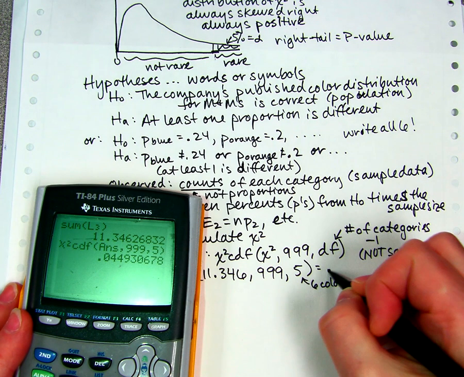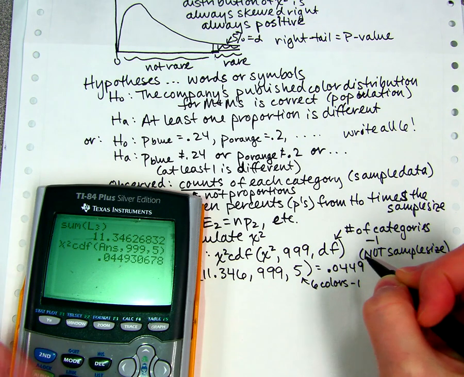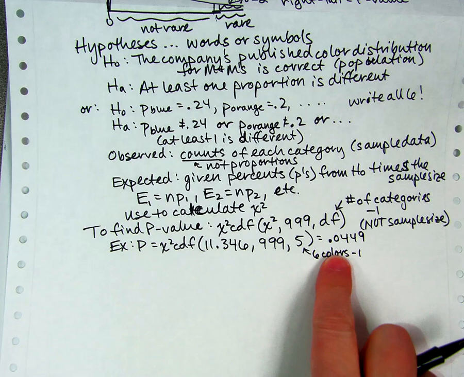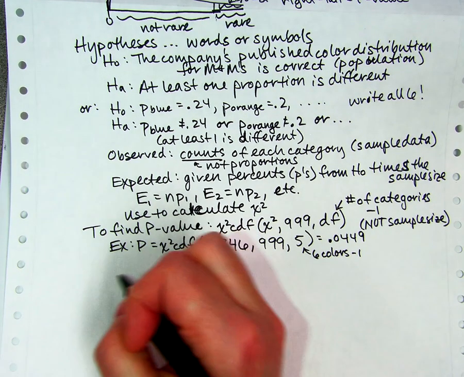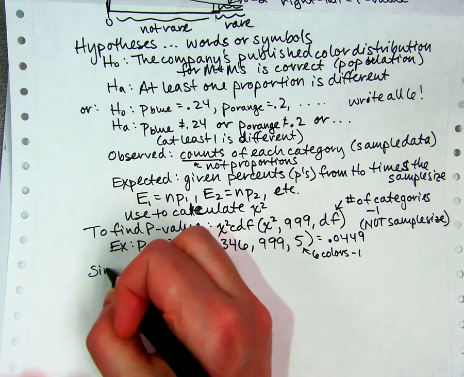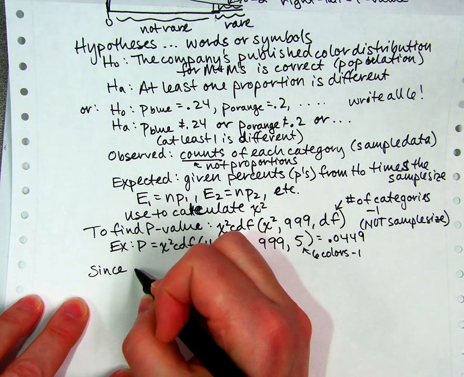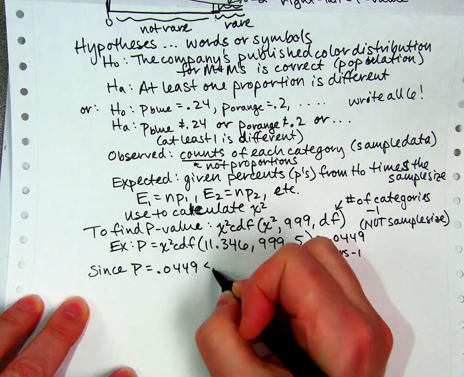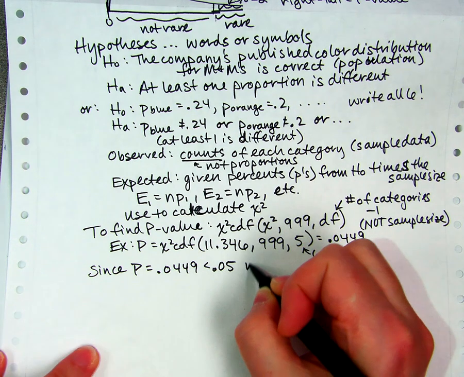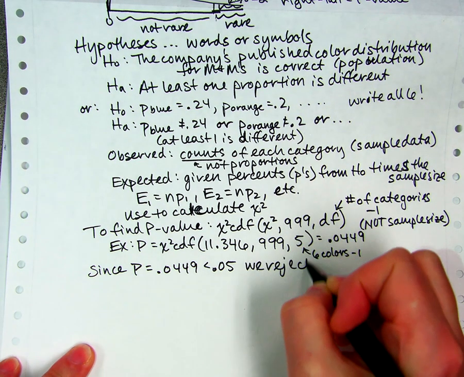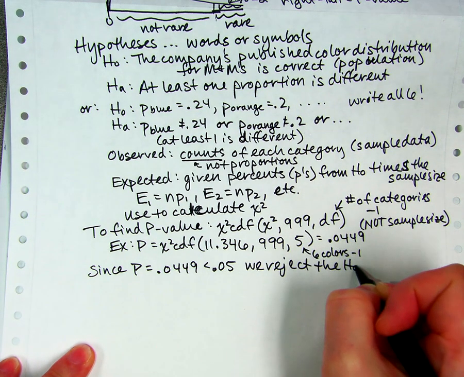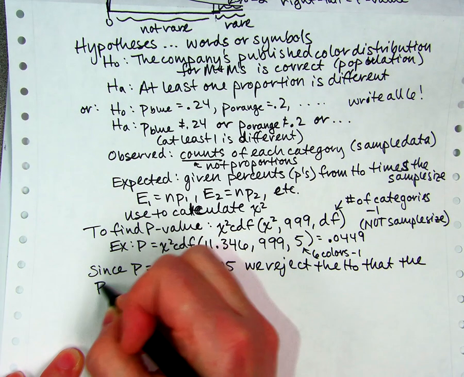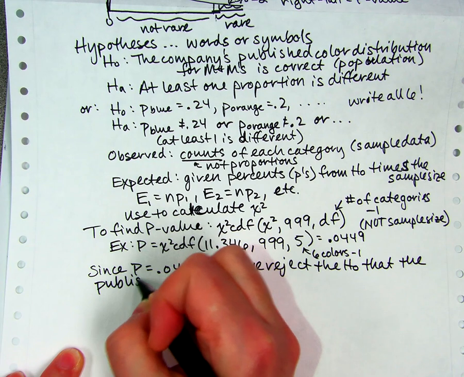And it gives me 0.0449, which is significant. That's interesting. Not very far below 5%, but it's a little bit below 5%. So I'd write my conclusion the same way we've learned before. Since P is 0.0449, which is less than 0.05, we reject the null hypothesis that the published distribution of colors is correct.